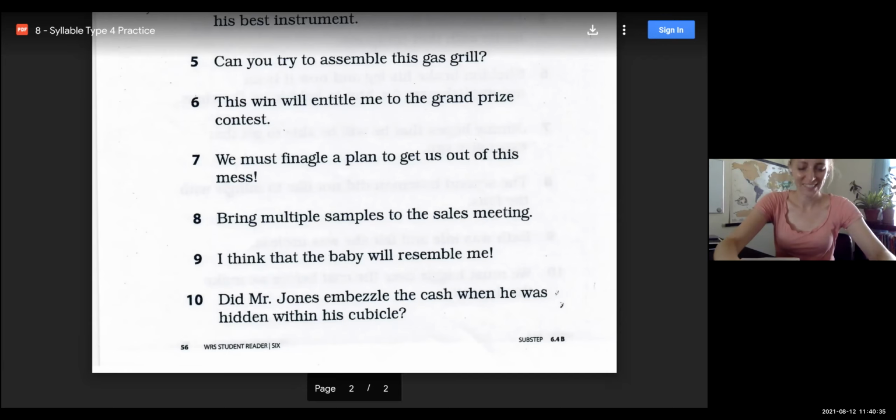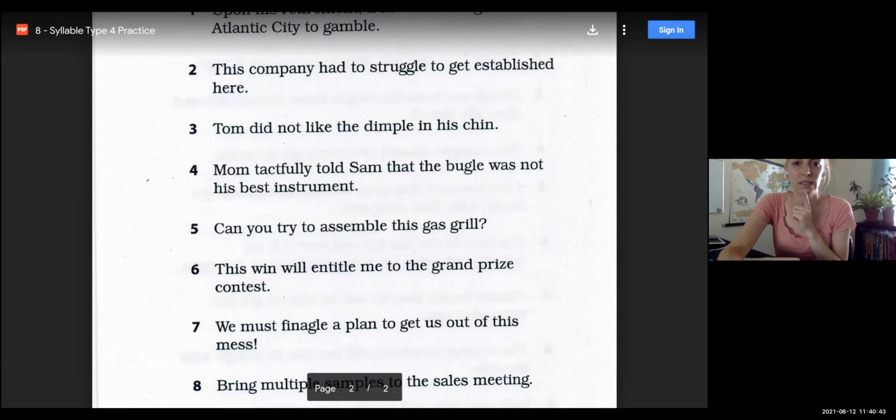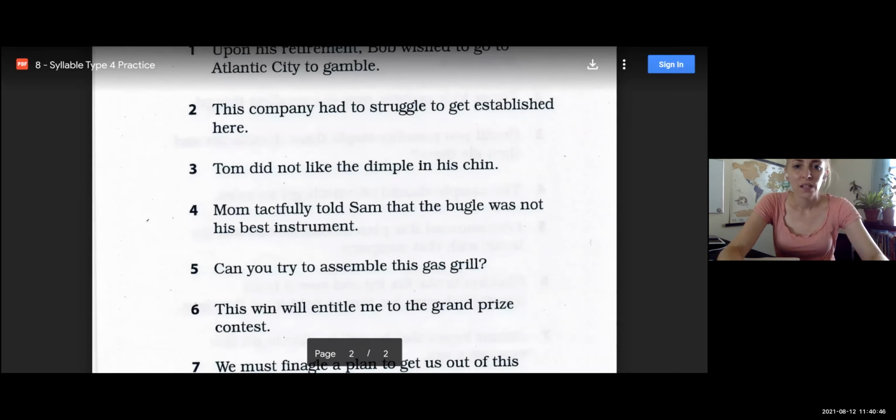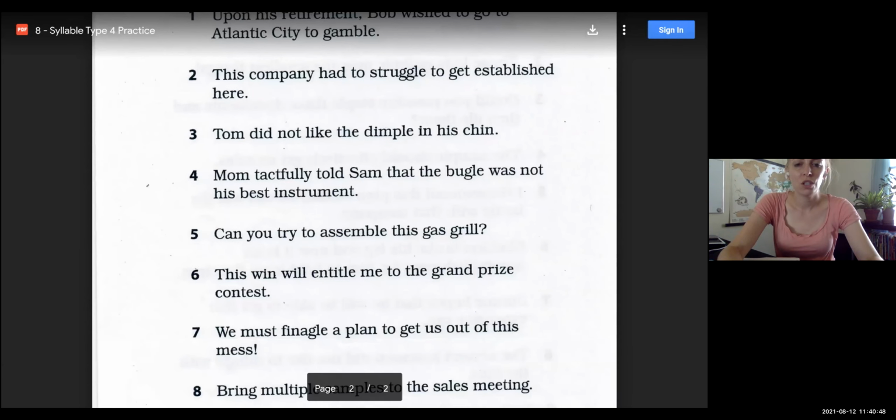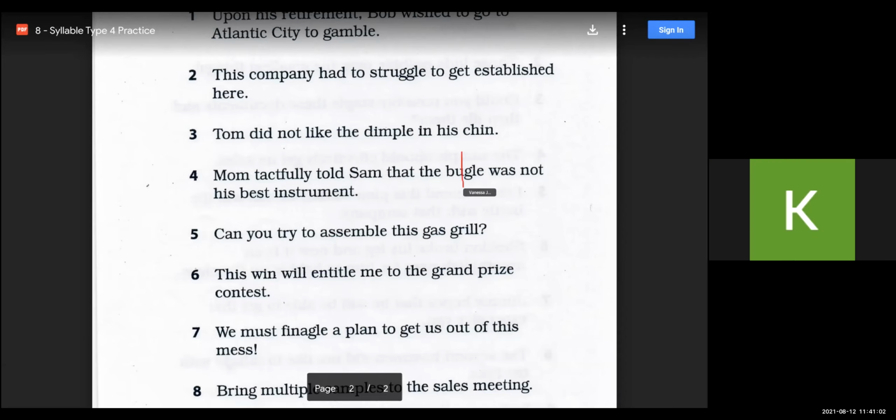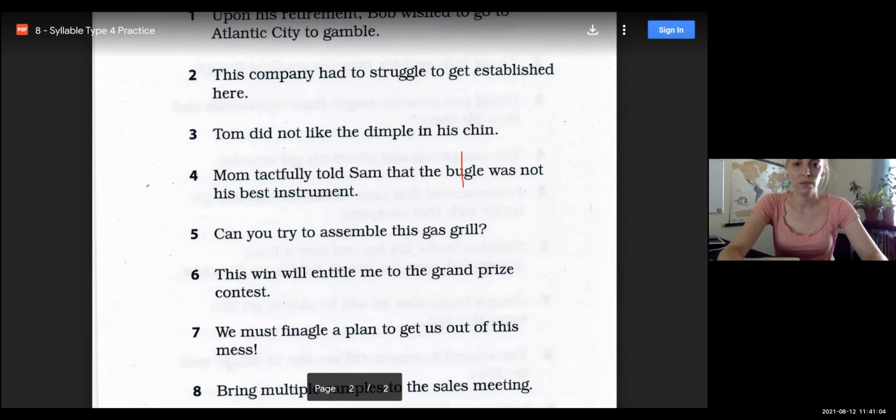Really good. Great job, guys. Well, let's read on this page here. Let's go back to number 4, please. Can you scroll up a little bit? Perfect. So we have the word bugle. We're going to divide with that syllable gle, right? There's our consonant-le syllable. Bugle. So now we have the open syllable. Bugle, right. Mom tactfully told Sam that the bugle was not his best instrument.